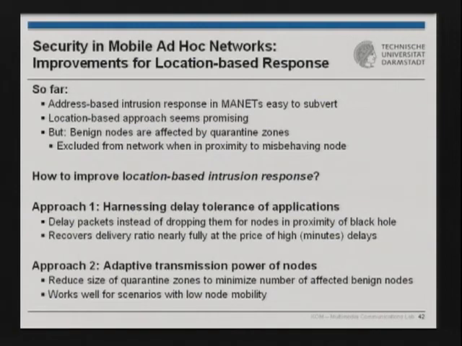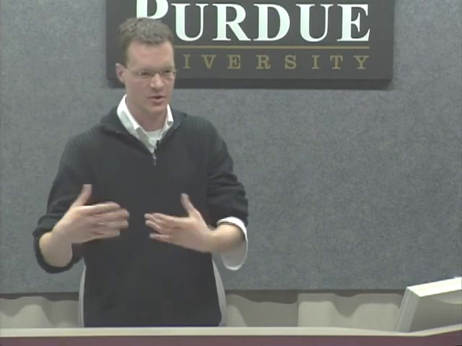So, to come to the end, if you don't want me to continue, just to wrap this up, we've seen that address-based intrusion response is not the way that should be done. Location-based intrusion response seems promising, yet we have to do some improvements, because well-behaving nodes that could be used to establish the network are excluded when they are in proximity to misbehaving nodes. The question is, how can we improve this location-based approach?